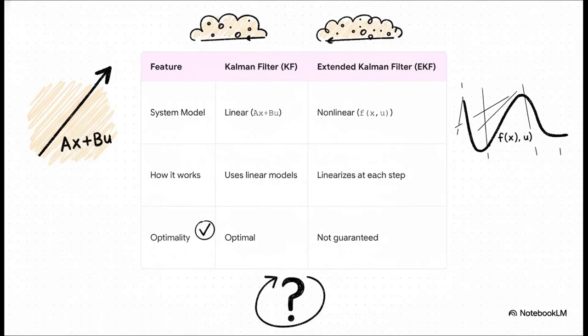And this table really sums it all up. The standard Kalman filter uses a simple linear model. That's that Ax plus Bu you see. It's all straight lines. The extended Kalman filter, on the other hand, gets to use the real, curvy, nonlinear function, the f, to make its main prediction. That's way more accurate. But, and this is the compromise, to update the uncertainty, it still uses that straight line approximation. That's why we say it's not guaranteed to be optimal anymore. It's an amazing approximation, but it's still an approximation. In the real world, though, it works incredibly well.